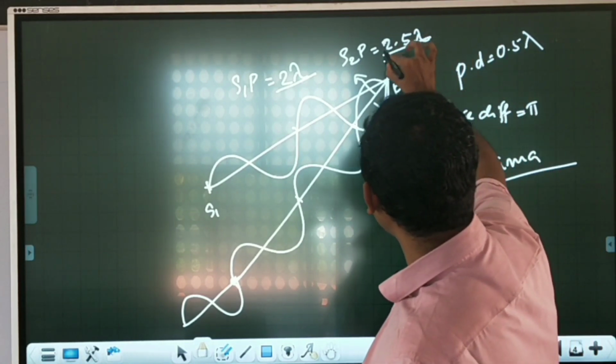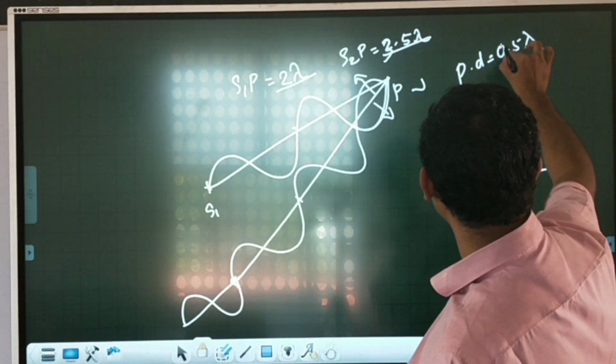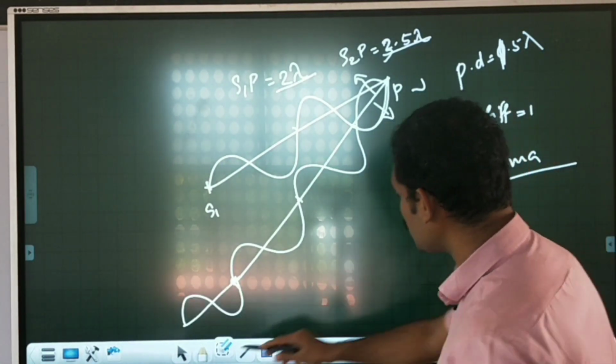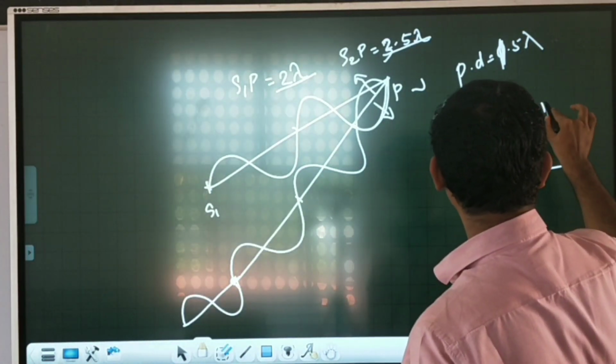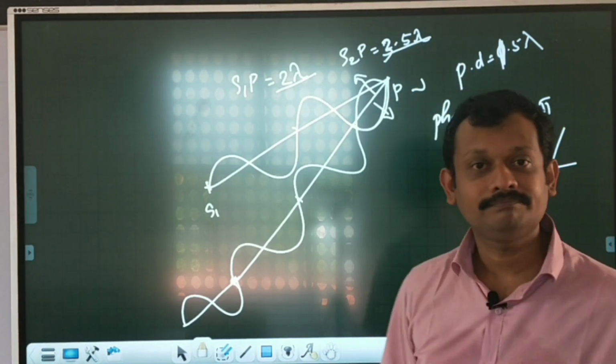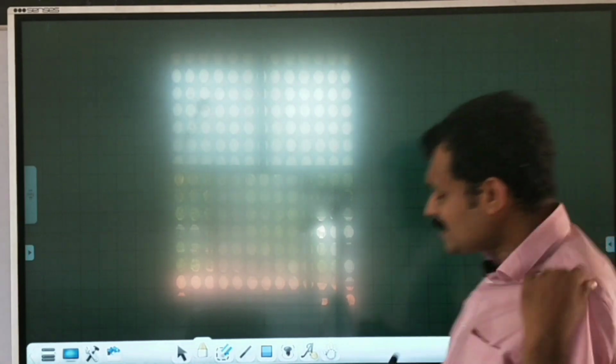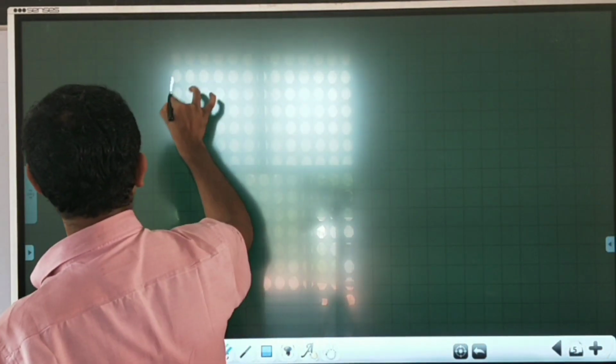In this case, S2 is equal to 3.5 lambda. In this case, it is 1.5. This is 3 pi. 1.5 is 3 pi. You will get a minimum. What does that mean? That means the condition for obtaining a maximum.